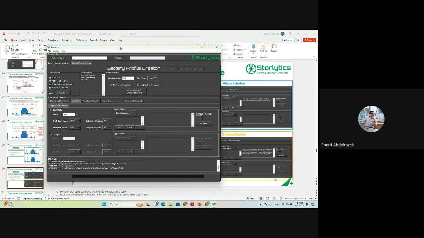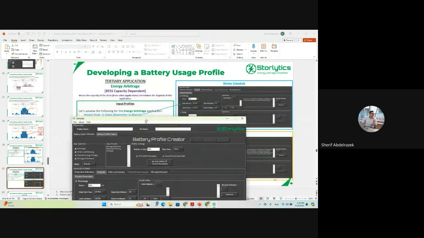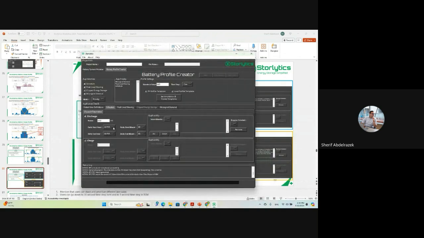All right. So let's start with winter, 6 a.m. to 10 a.m. So let's set this one to 6 a.m. and then to 10 a.m. So that's 4 hours. And let's go here and we can select November, December, January, February, and March. And then click add.